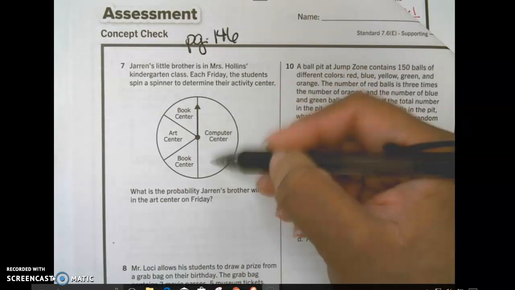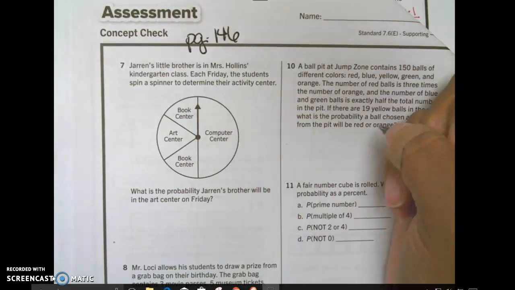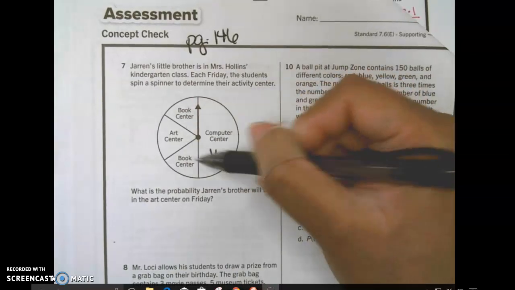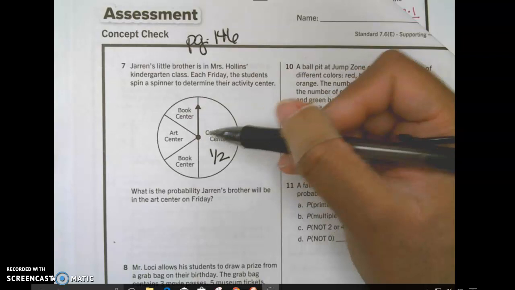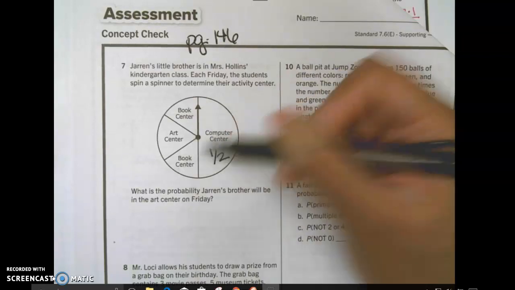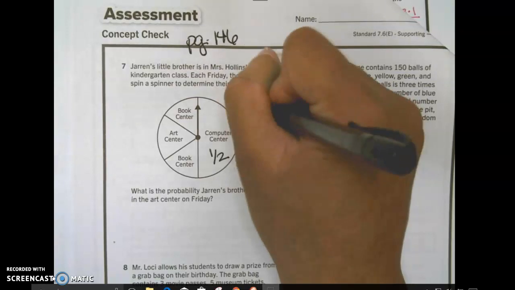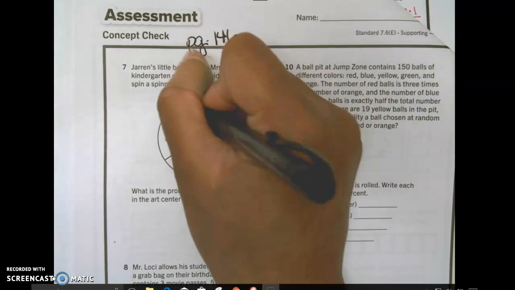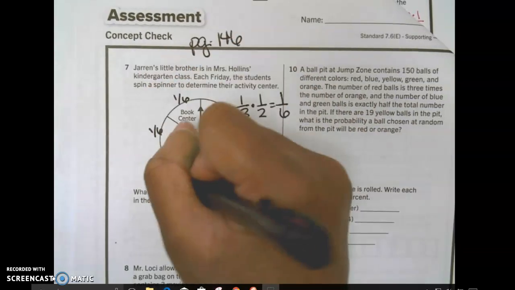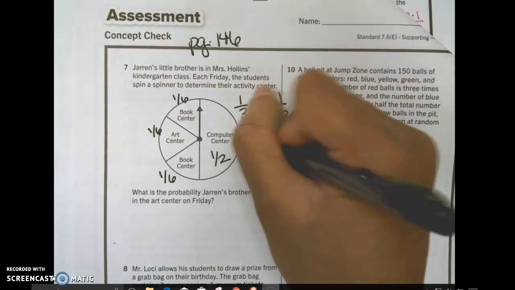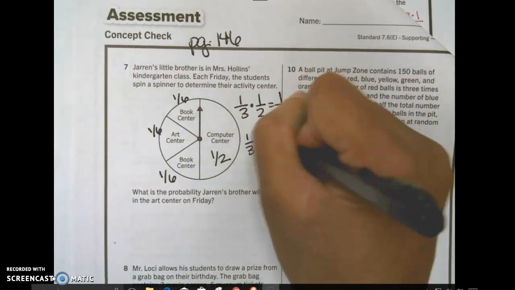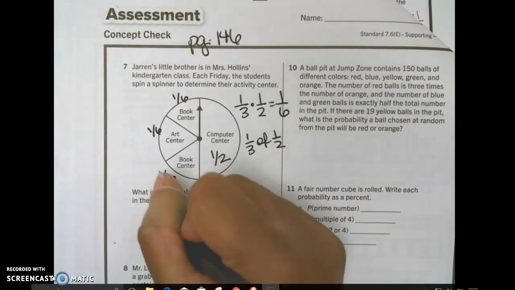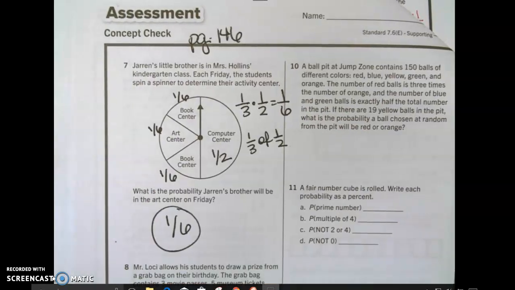So what is this piece over here, the computer center? How much is it? A half. So then how much are these over here? 1/3. No, not 1/3. They're a third of a half. So if I take a third of a half, I get 1/6. So this is 1/6, this is 1/6, and this is 1/6. 1/3 of a half. So what's the chance that he'll be at the art center? 1/6. That was easy.